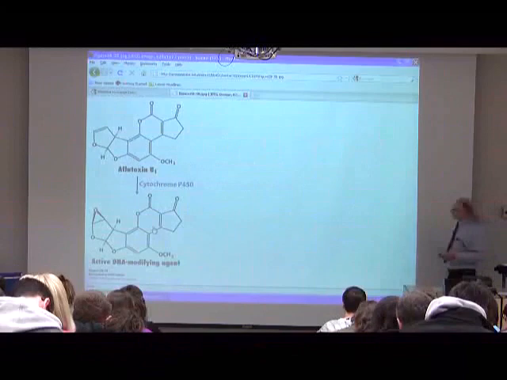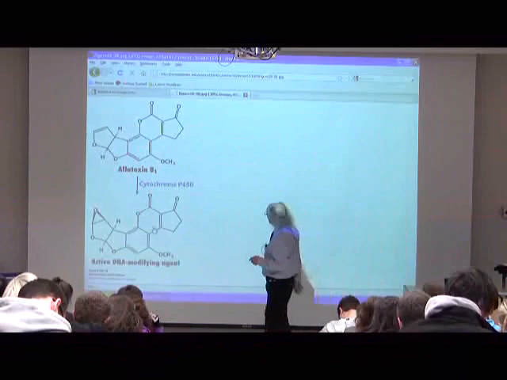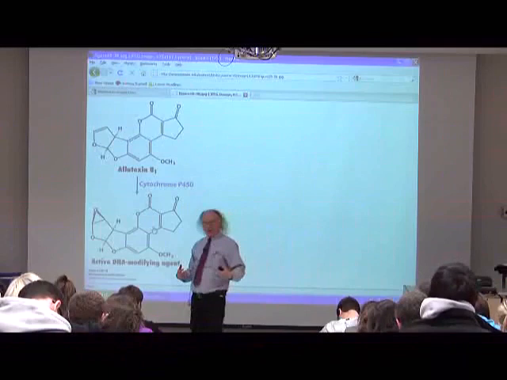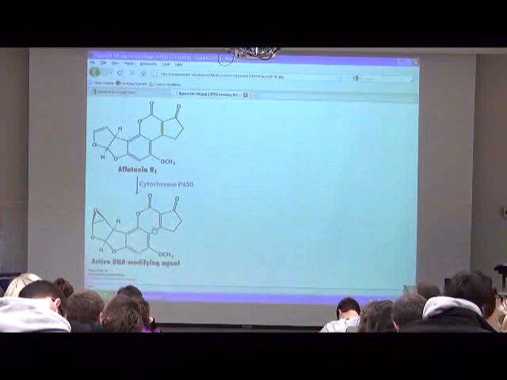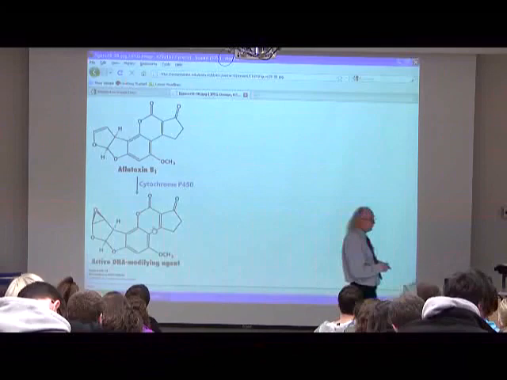Here's another problem. Here is a fairly obnoxious compound called aflatoxin. Aflatoxin is actually activated by the cytochrome P450 system. The cytochrome P450 system is a liver complex that's used to detoxify things. Sometimes in attempting to detoxify things, it toxifies things. And here's an example. So this is a compound that can be produced by mold, and it's commonly found in mold in peanuts.